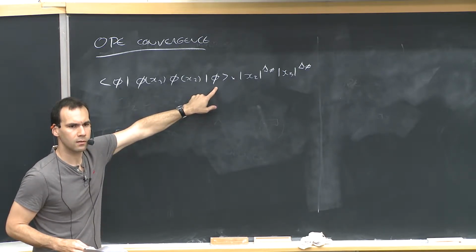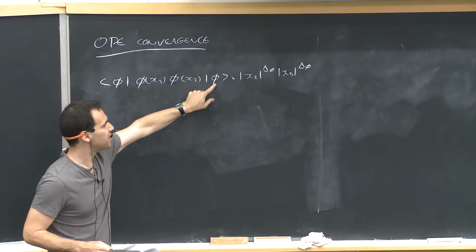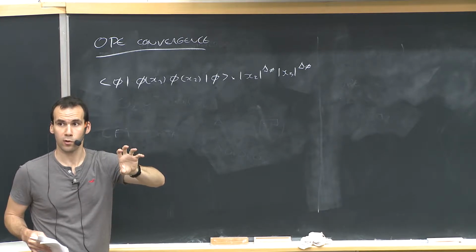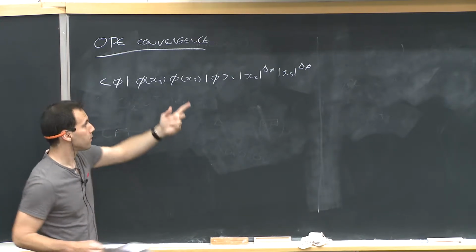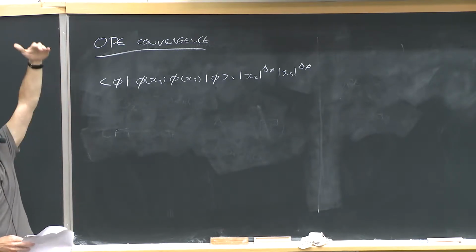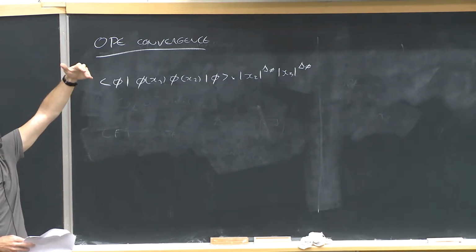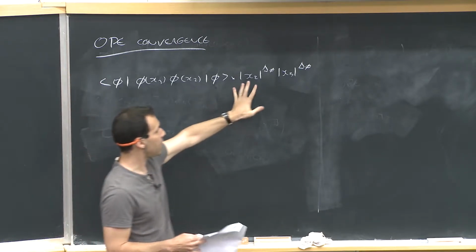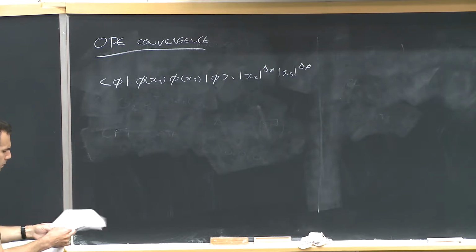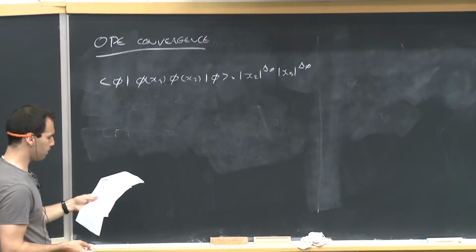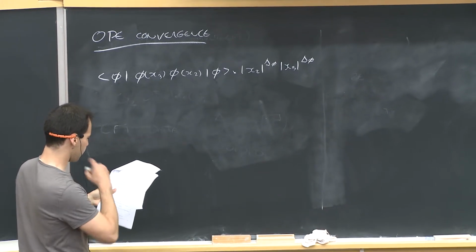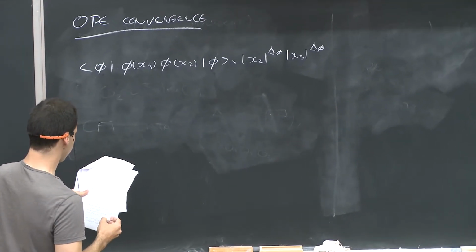These bras and these kets? So this is the same as having phi inserted at the origin, right? So in radial quantization, this gives you an eigenstate. And this is phi inserted at infinity. So this is the out state in radial quantization. Okay? And then I'm going to multiply by these factors just to simplify things.